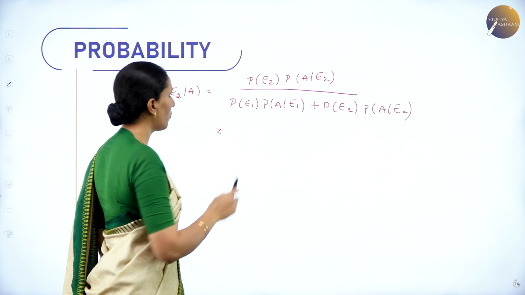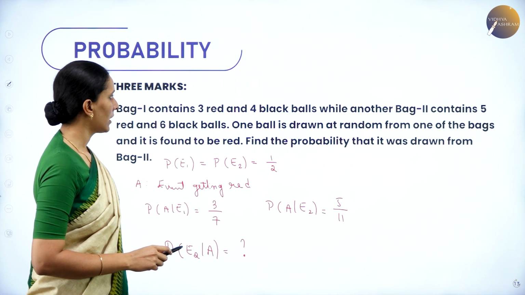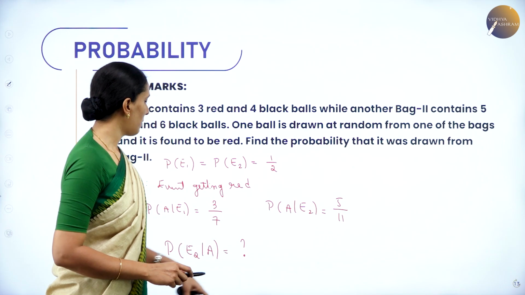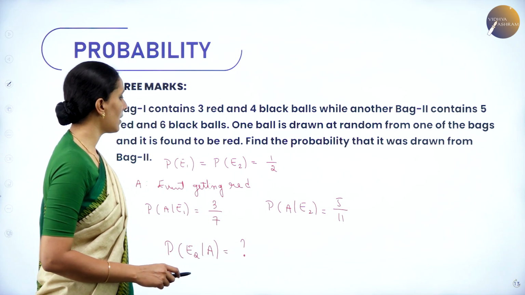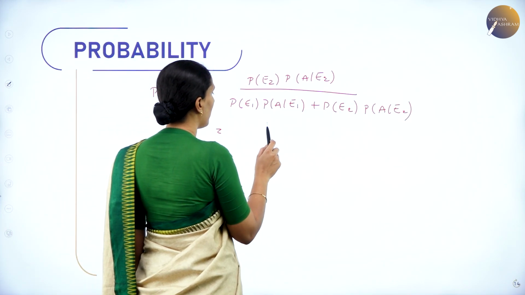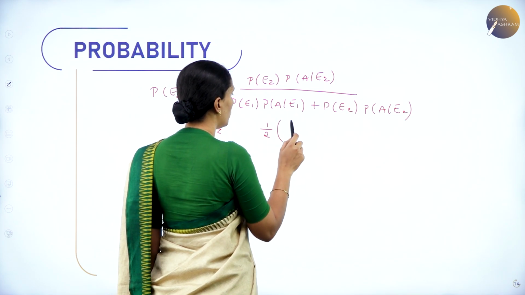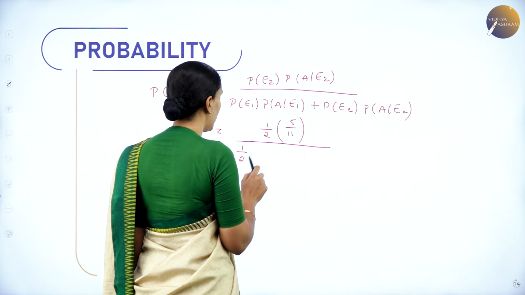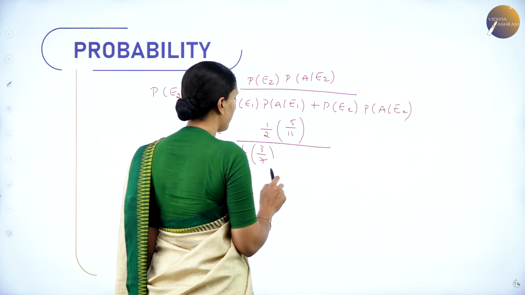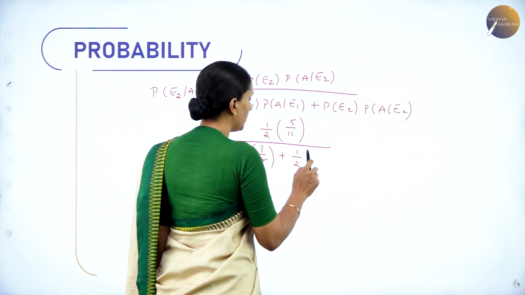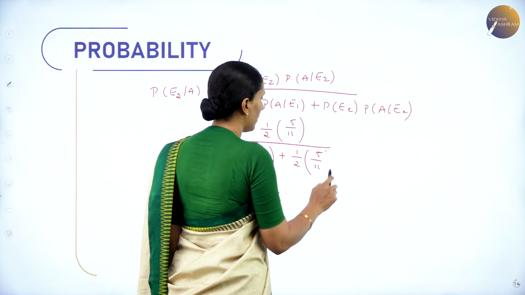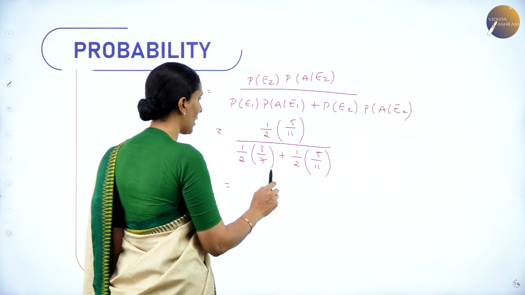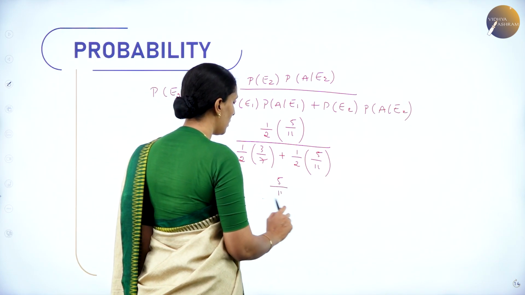So, now the values of E2, A over E2 is given. So, E2 and E1 is 1 by 2, A over E2 is 5 by 11, A over E1 is 3 by 7. So, here we have 1 by 2 into 5 by 11 whole divided by 1 by 2 into 3 by 7 plus 1 by 2 into 5 by 11. We can remove 1 by 2 in both numerator and denominator. So, then we are left with 5 by 11 in the numerator.